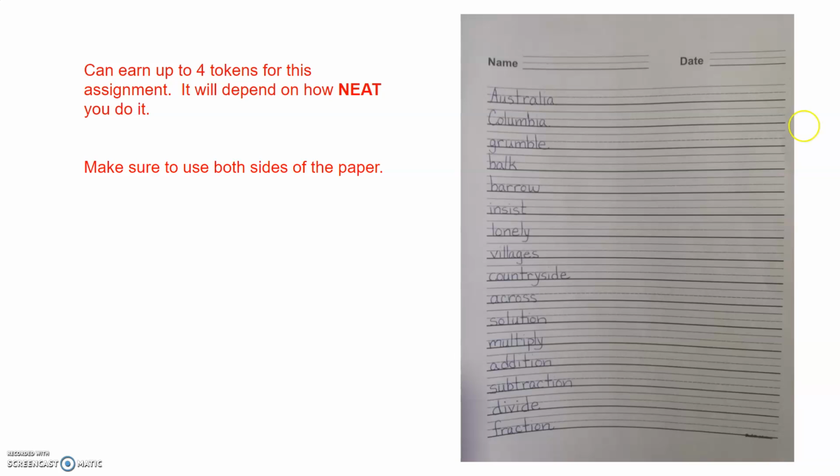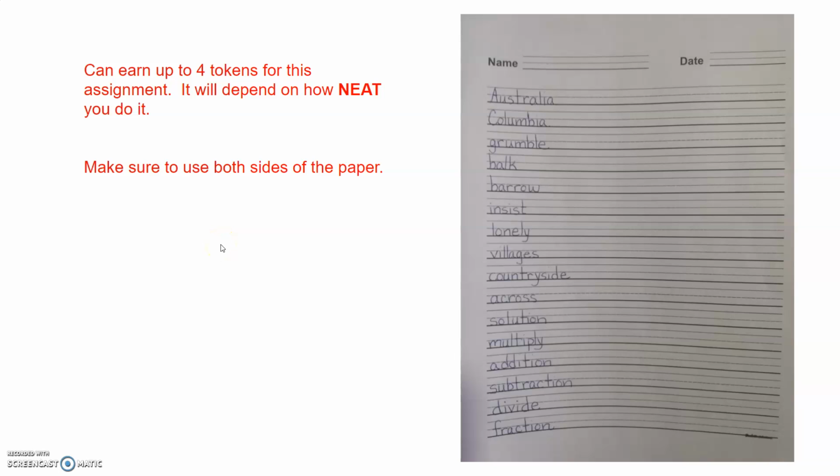So, this assignment, you can earn up to 4 tokens for this assignment. It will depend on how neat you do it. So, make sure to use both sides of the paper. Take your time, make your letters look good. And then you can get all 4 tokens.